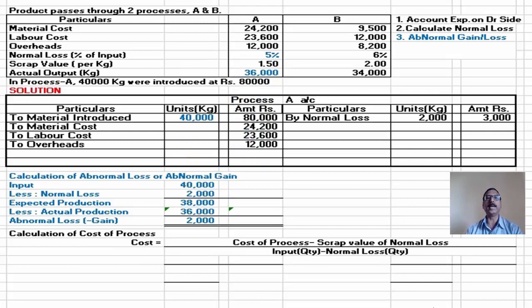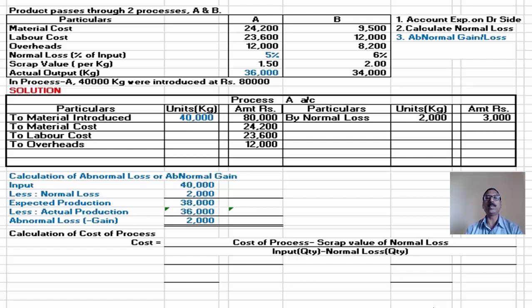Let us post this item to the respective place. So we are getting material introduced as 40,000. Normal loss is 2,000, which is 5% of the input quantity. Expected production is 38,000. Now actual output is given to us as 36,000. So our expected production is more than actual production. So there is an abnormal loss of 2000 kilograms. So this is our third step.